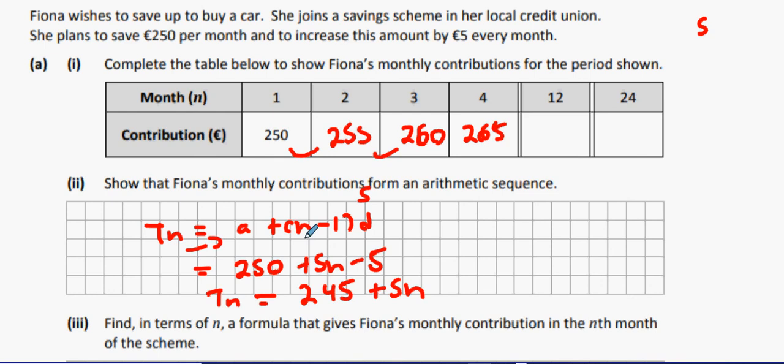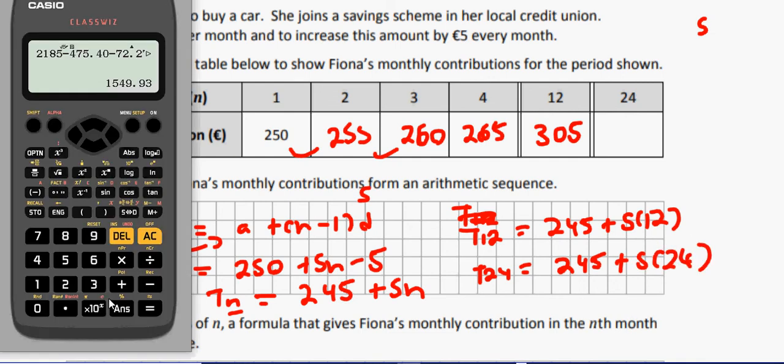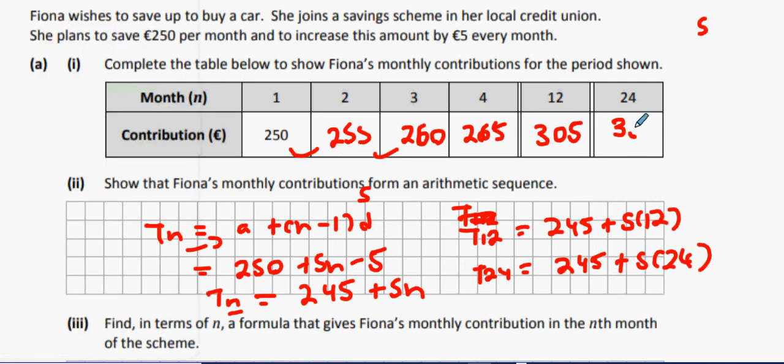So Sam, if I want 12 months, what do we replace N with? I look for T12. How do I do T12? 245 plus 5 times 12, which is 305. If I want T24, what do I do? Replace N with 24. So 245 plus 5 times 24 is 365. I like picking mock questions because they're more difficult and they prepare you for easier questions. You could also just keep adding on 5 and count it in your calculator.